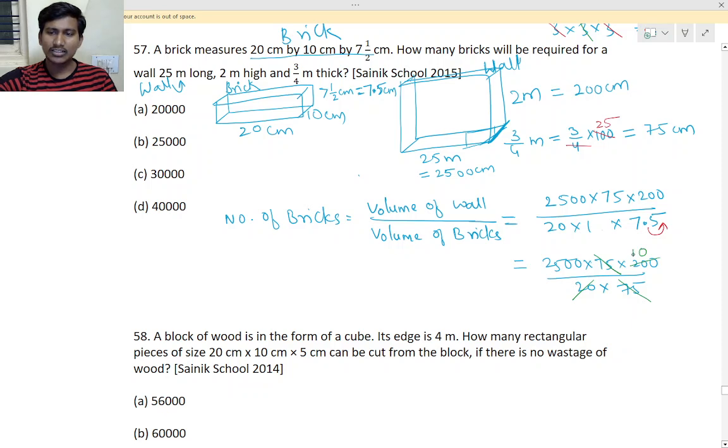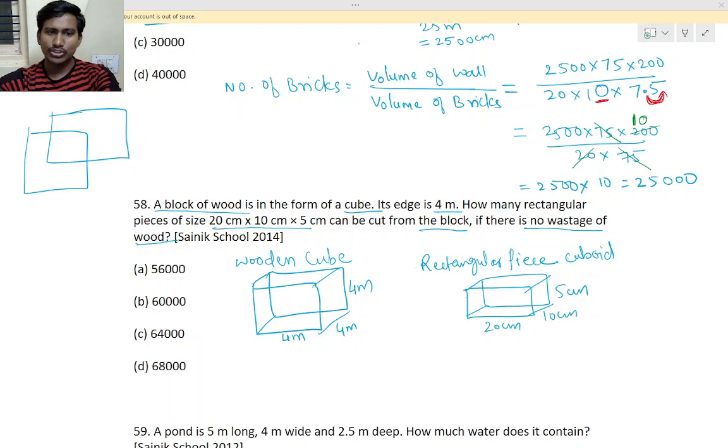20 tens are 200. So what will be the answer now? 2500 into 10. So that is 25,000 bricks. To make that wall, how many bricks will be required? 25,000 bricks will be required. Understand how to do? Okay, write it down.